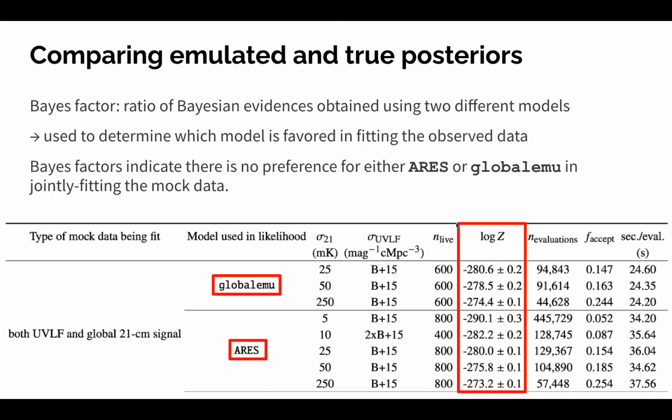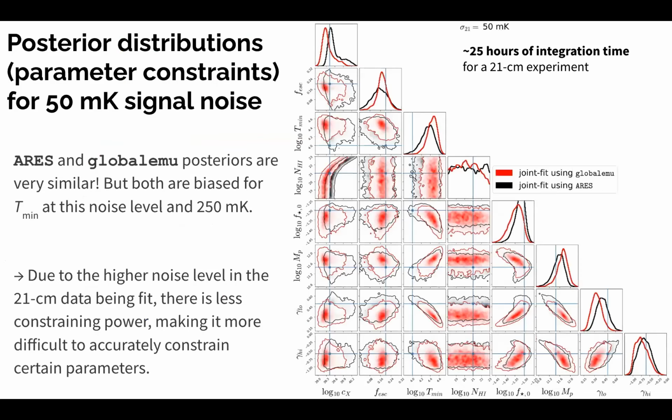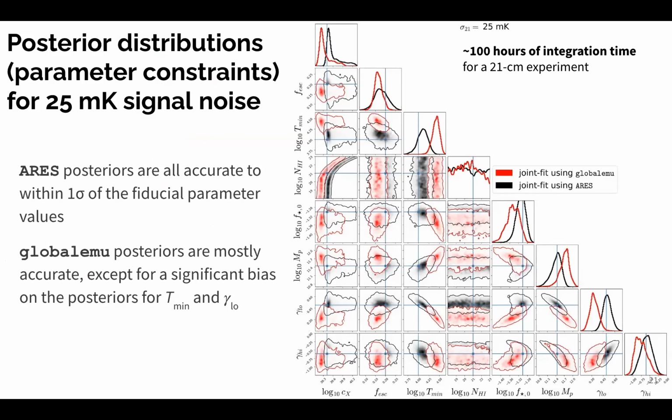These evidences are all very similar, and when comparing for each noise level respectively between global EMU and Aries, we find that the Bayes factors indicate statistically no preference for either Aries or global EMU in fitting the data. This is an interesting result, because from the Bayesian evidence they're basically fitting the data very similarly. But when we go to the level of looking at the posterior distributions, we do see that there are some important differences that should be understood for why this emulator is causing these biases.